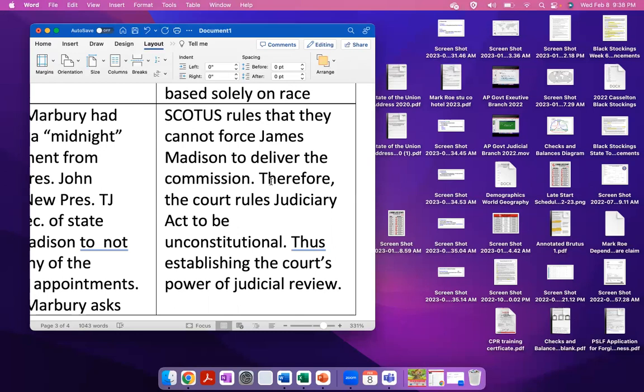Okay. Don't over confuse this. John Marshall actually says that, hey, Marbury, you're entitled to that commission, but I have no power to enforce this. I have no power to force Madison to do this. This early Judiciary Act of 1789 is unconstitutional because the court doesn't have the power to actually enforce it, thus establishing the power of judicial review. Okay. So that is the important thing here with that. Okay. Questions there.